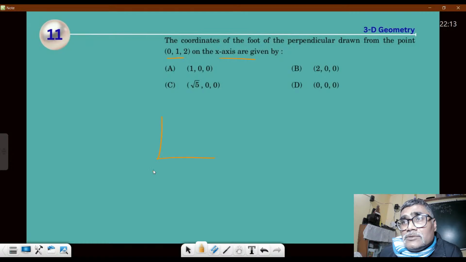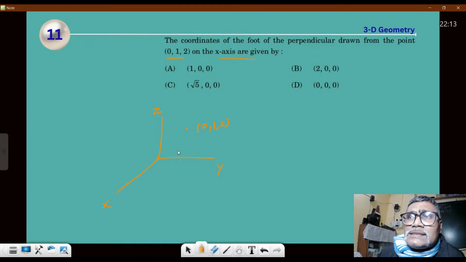So you just see you are having this x-axis, y-axis, and z-axis, and there is a point 0, 1, 2. X is 0, right? X is 0 means you are starting x here. Then for y-axis 1 and for z-axis 2. So can you directly see from here where is the point lying? The point is lying on the zy plane or yz plane, right? It is just pasted in the yz plane. So they are asking you what is the foot of the perpendicular drawn from this point to x-axis.